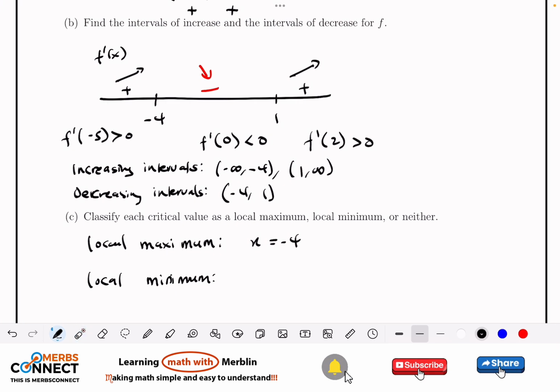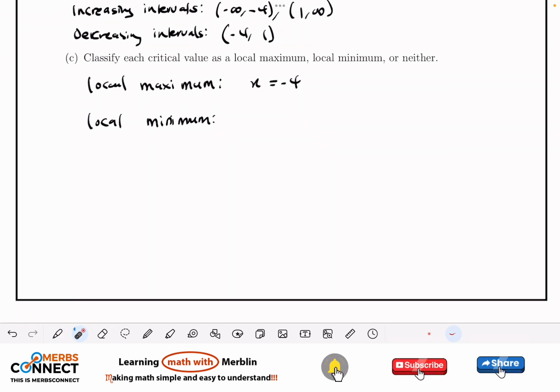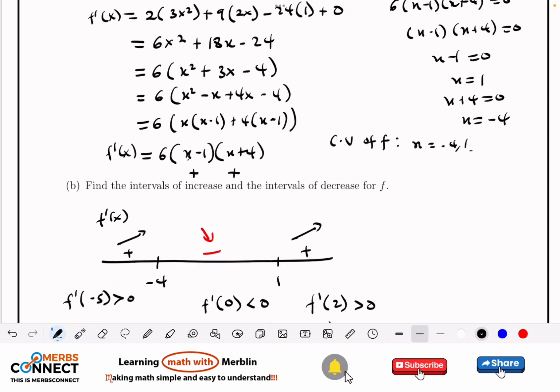And the minimum is when you have decreasing and increasing. That is minus first before positive. This one is positive before minus, and then minus before positive. So this one is at x equal to 1. Very simple.